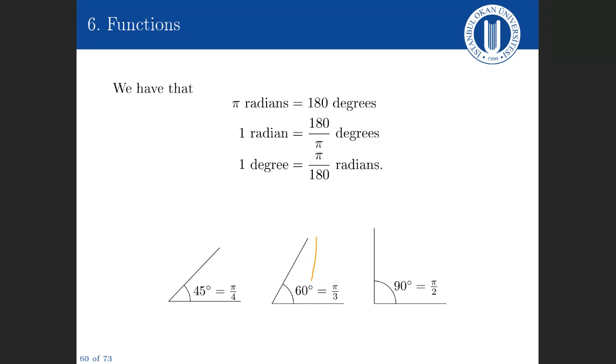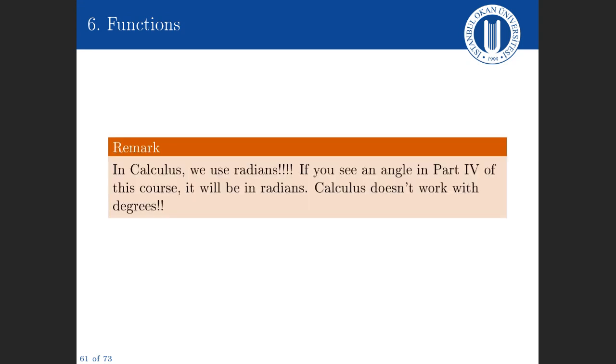When we use degrees, we have to use this little circle, so we know we're using degrees. If we use radians, we don't need to use any symbols. Anytime in this course you see an angle with no little circle, it will always be radians. In calculus, we have to use radians. When we get to part 4 of this course, all of the angles will be in radians. Why? Because calculus doesn't work if we use degrees.